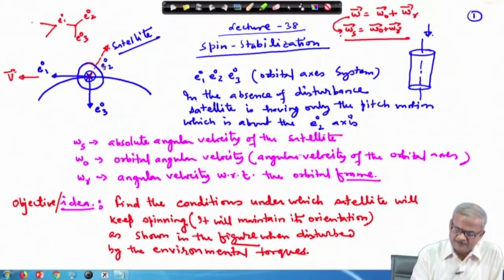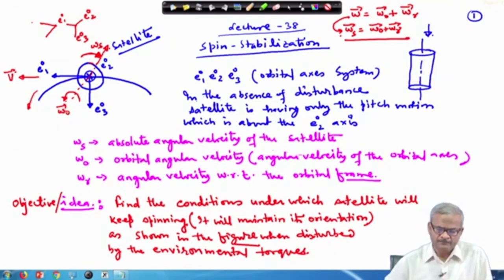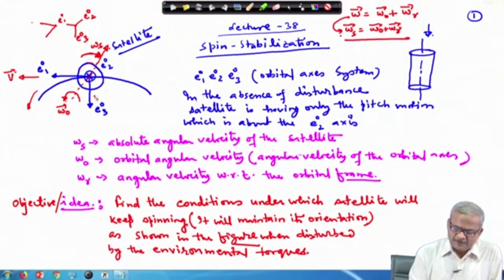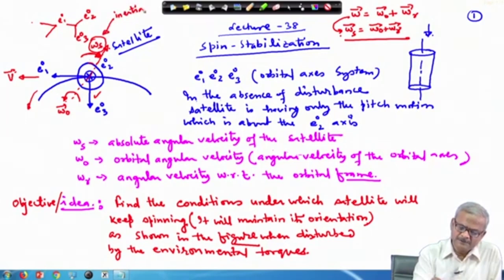So, the satellite should always keep spinning, and suppose that the satellite spin direction is like this. So, this is your omega s, and what is the direction of the orbital angular velocity? Because the satellite is going here in this direction, omega 0 is directed along this direction. So, this orbital reference frame is rotating, and with respect to this the satellite will appear to rotate, because it is supposed to maintain its inertial angular velocity omega s, inertial angular velocity.